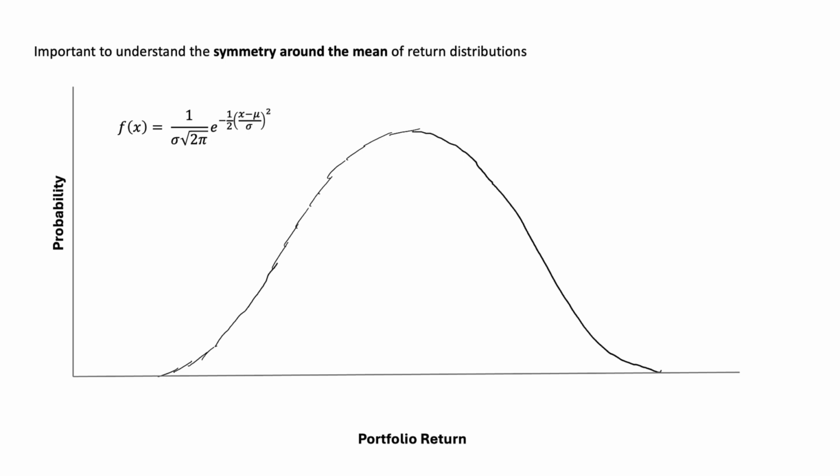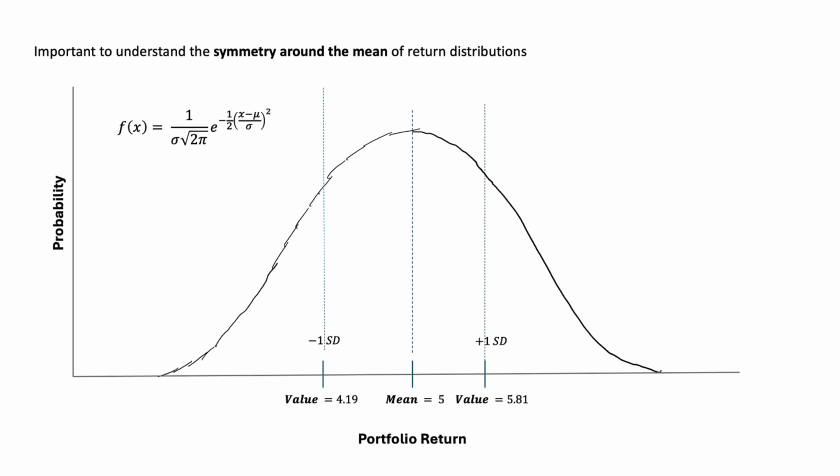And if we plotted our points from our previous example, right, of 4, 5, and 6, we would get the mean at 5 right here, and then one standard deviation, which is 0.81. So if you were to go to the right, you would get a value of 5.81, and one standard deviation below the mean, it would be 4.19.